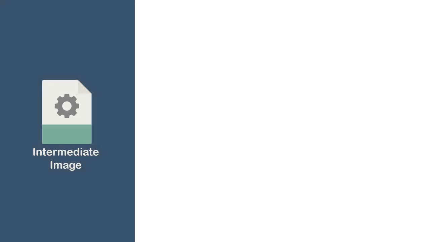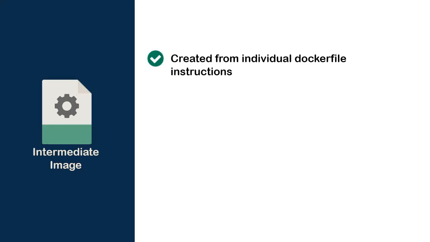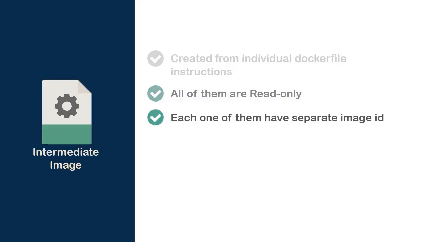Speaking of intermediate images, here are a few points to remember. First of all, as we have mentioned earlier, intermediate images are created out of individual Dockerfile instructions, and they act as layers of the main image or resultant image. All of these intermediate images are read-only, so once the image is built, these layers will not accept any change whatsoever. They have separate image IDs of their own, which can be viewed using the docker history command.